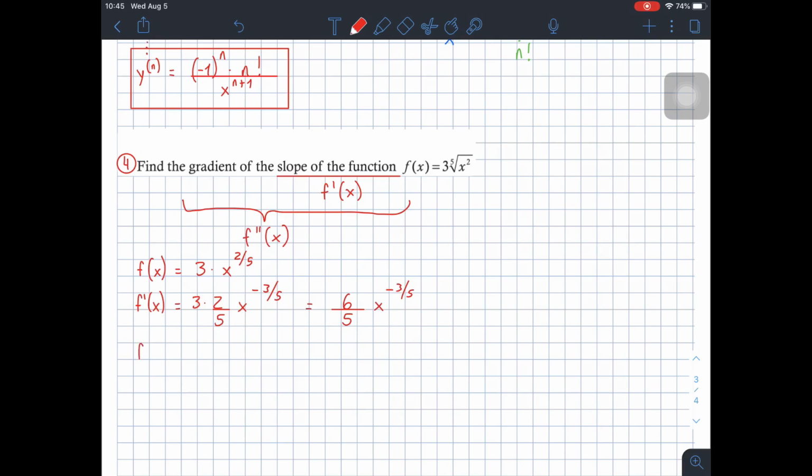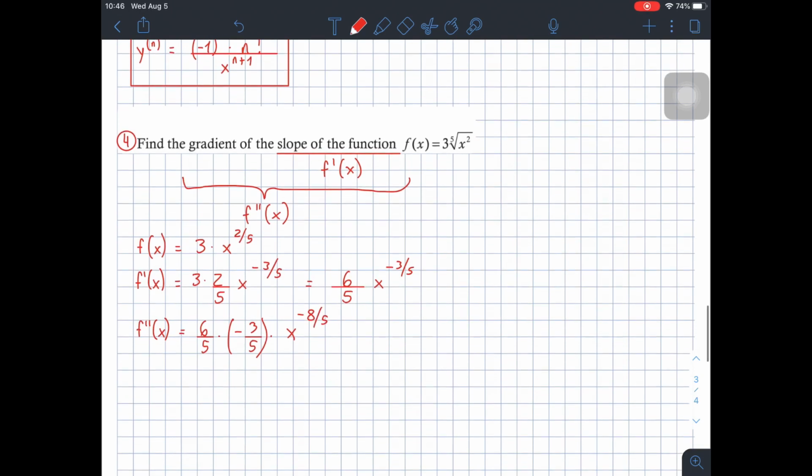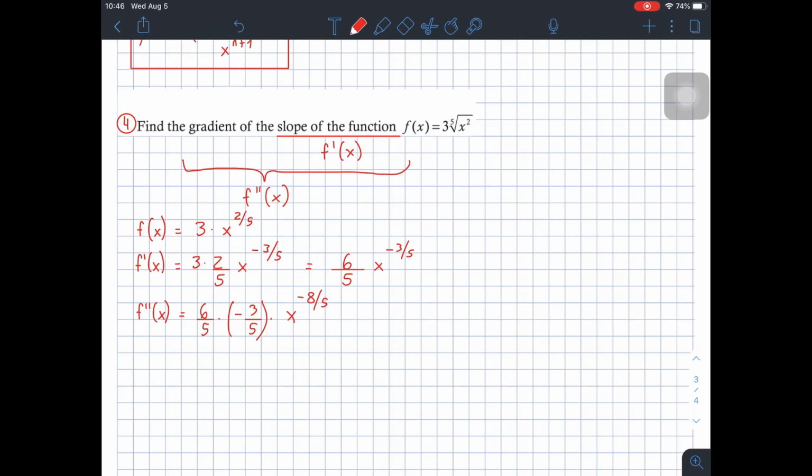Okay, but now we need to find the second derivative, which is what we're being asked. So we need to differentiate this expression, and this would be 6 over 5 times negative 3 over 5 times x to the power of negative 3 over 5 minus 1, that would be negative 8 over 5. So x to the power of negative 8 over 5. And then if I reorganize this, we're going to get the final result. F second of x is equal to negative 18 over 25 times x to the power of negative 8 over 5, which if we rewrite in a more elegant way is negative 18 over 25 over the fifth root of x to the 8th power. Okay, that would be the final result.